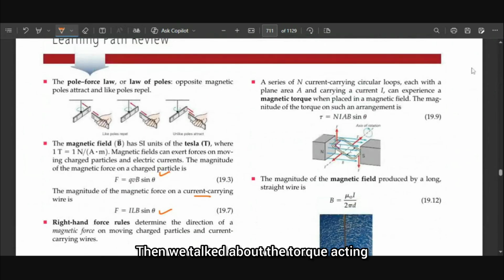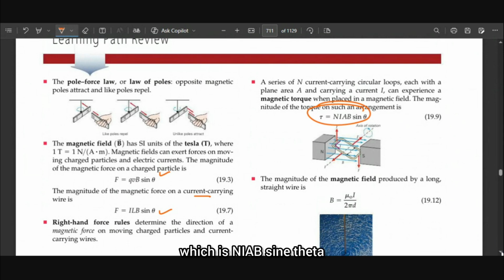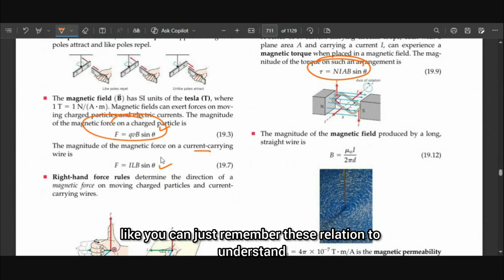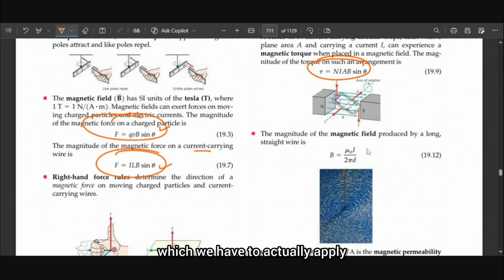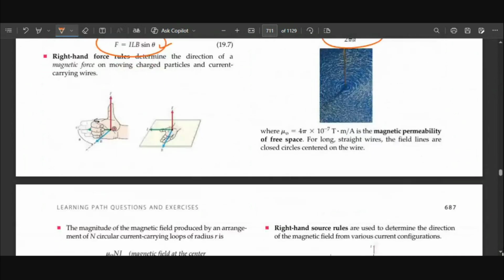Then we talked about the torque acting on a current carrying coil placed in a uniform magnetic field, which is NIAB sine theta. So these were the relations, and you can just remember them to know which to apply. Then we talked about the magnetic field due to a long straight wire, which is mu naught I over 2 pi r, or 2 pi d.